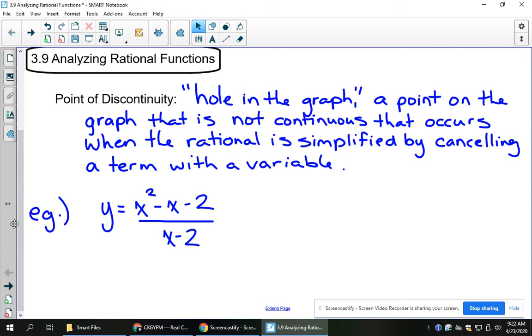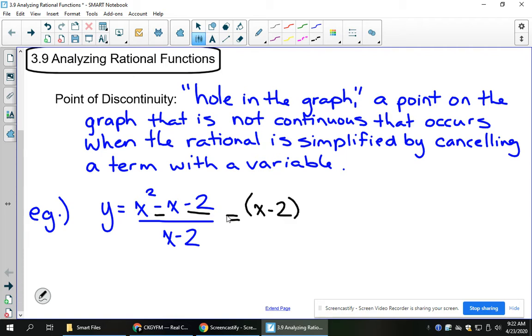So here's the first example, y equals x squared minus x minus 2 over x minus 2. The first thing I'd like you to do is just simplify this rational. The top is factorable. What multiplies to -2 and adds to -1? That would be x minus 2 and x plus 1. The bottom, I'm going to put in brackets so I can see what I can cancel easily. And I can see that I've got the same bracket on top and bottom.